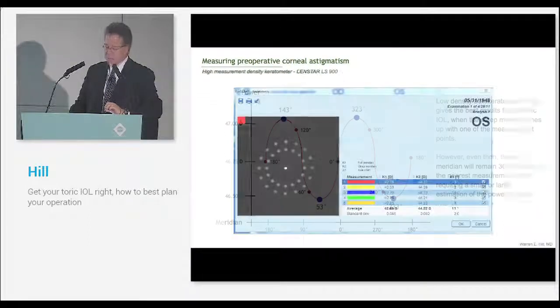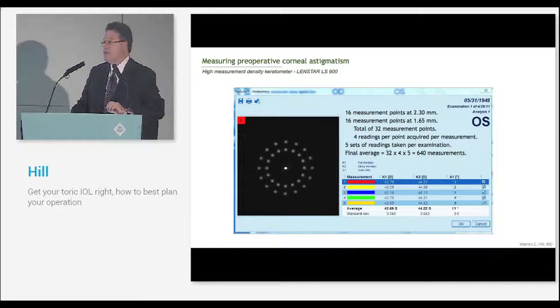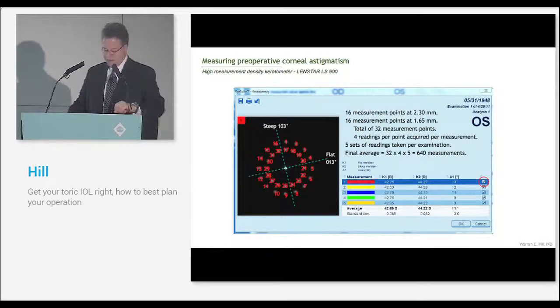This is the LenStar, an example of higher density autokeratometry. We have a lot more measurements. In fact, we have two rings, one at 1.65 and one at 2.3 millimeters. So there's the outer ring, there's the inner ring. And if we look at measurement number 1, this is the steep meridian, and there's the flat meridian. And you can see there's not as much space in between.